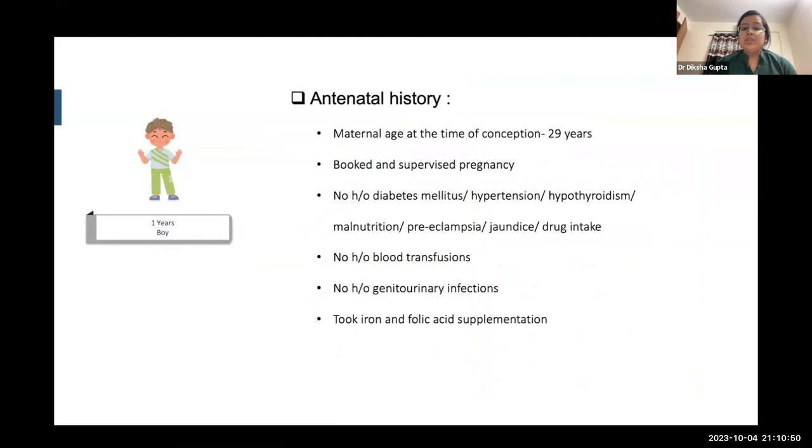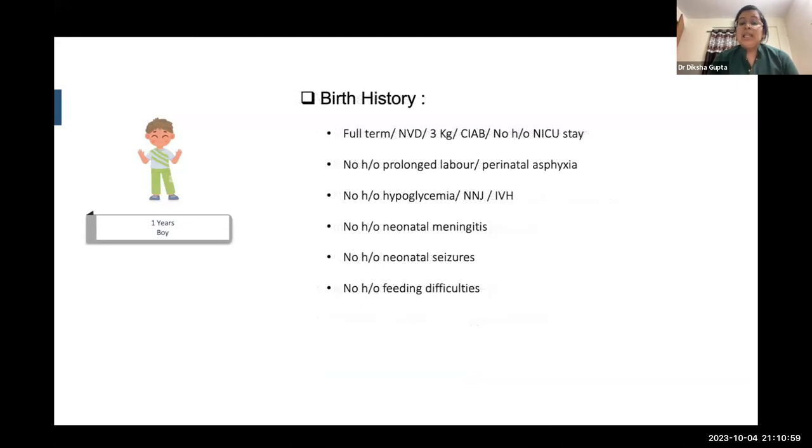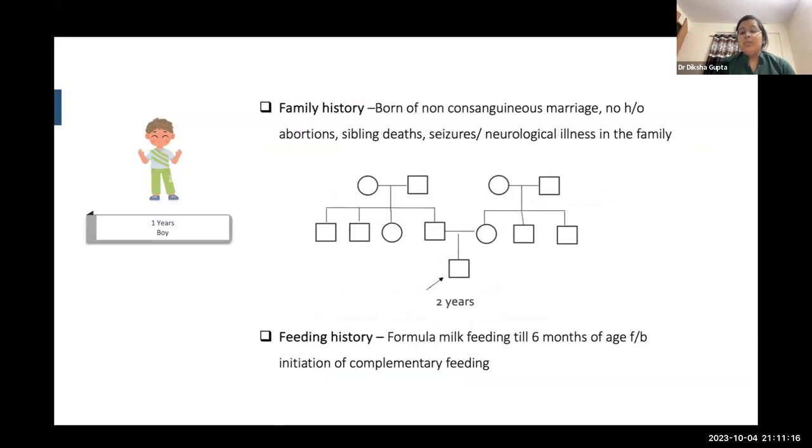The antenatal history was also non-contributory. It was a booked and supervised pregnancy with no history of any maternal illness, and she took her iron and folic acid supplements timely. The birth history also, surprisingly, was uneventful. The child was full term, born by normal vaginal delivery, with no history of perinatal asphyxia or any events requiring intervention. There was no neonatal meningitis or neonatal seizures. In the family history, he was born of a non-consanguineous marriage, and there was no history of any sibling death, seizures, or neurological illness in the family. He was also adequately fed.